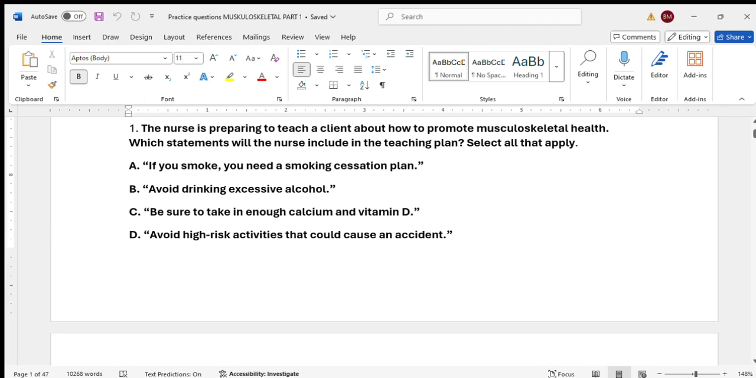Now let's go to the following. The nurse is preparing to teach a client about how to promote musculoskeletal health. Okay, which statement will the nurse include in the teaching plan? If you smoke, you need a smoking cessation plan. Avoid drinking excessive alcohol. Be sure to take in enough calcium and vitamin D, right? Avoid high-risk activities that could cause an accident.